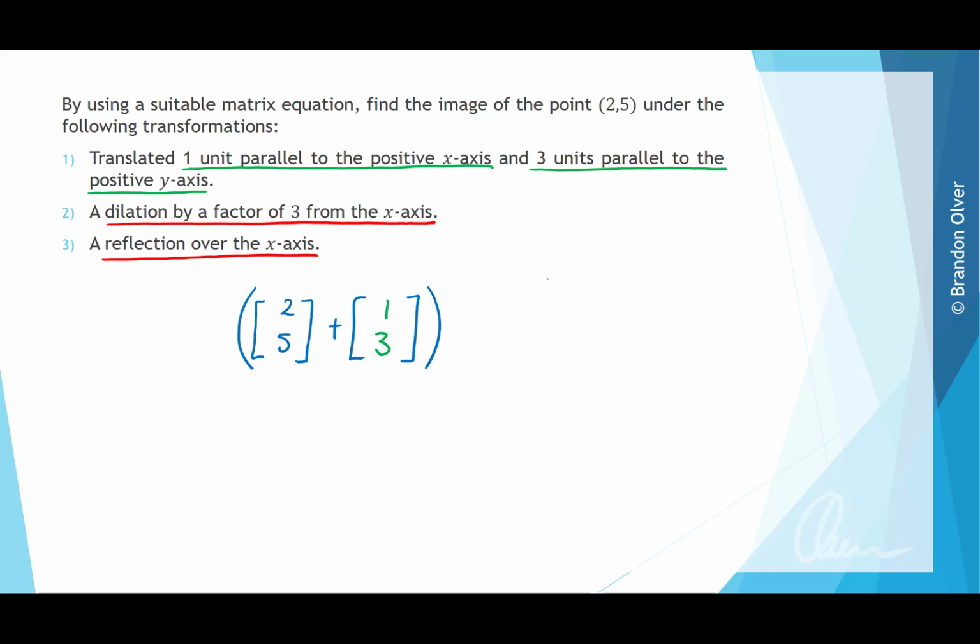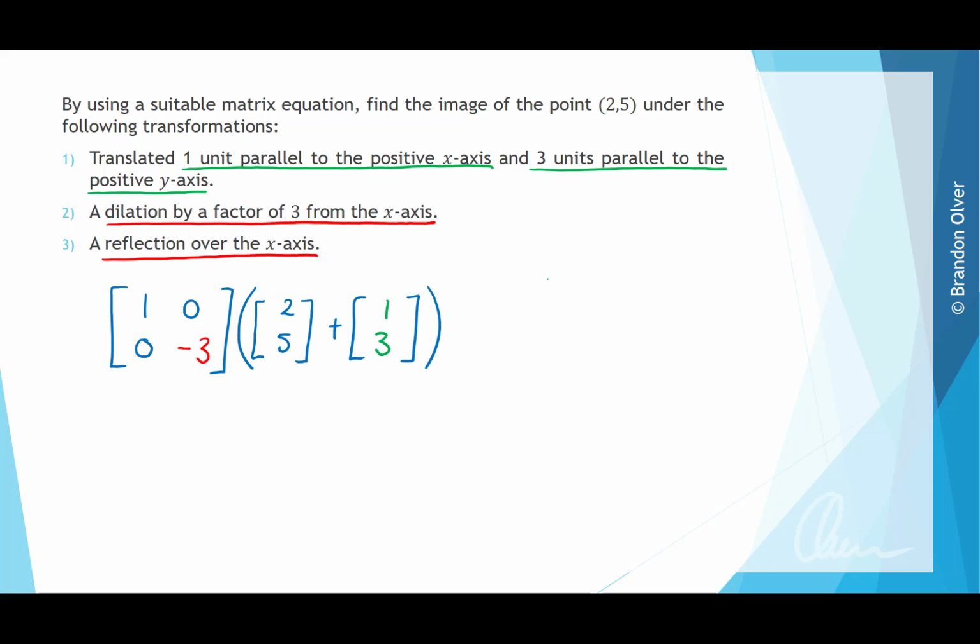The next thing we do is dilate by a factor of 3 from the x-axis, and that occurs by multiplying that point by a square matrix here. So if we want to dilate by a factor of 3 from the x-axis and reflect over the x-axis, that's going to be affecting the y-coordinate. So we're going to put a negative 3 here. The negative reflects over the x-axis, and the 3 is the dilation from the x-axis that we want. We don't want to affect the x-coordinate, so we put a 1 here and zeros in the other positions.